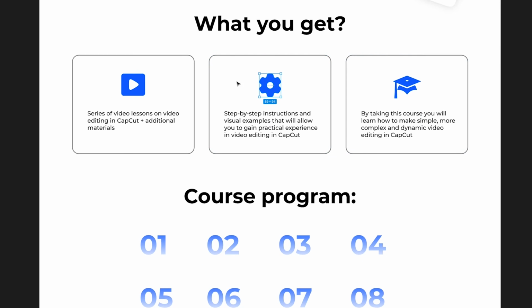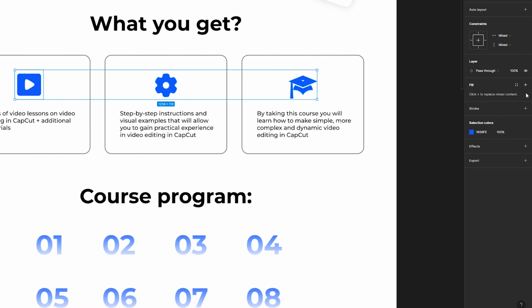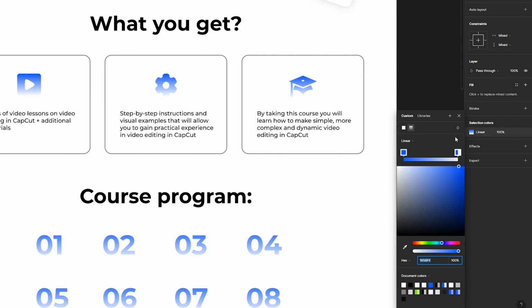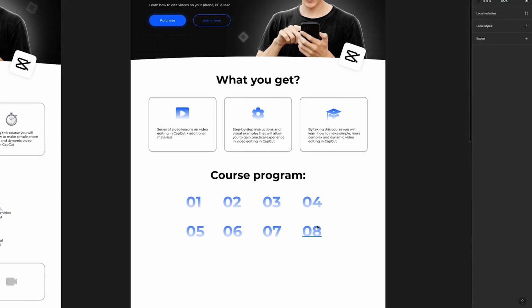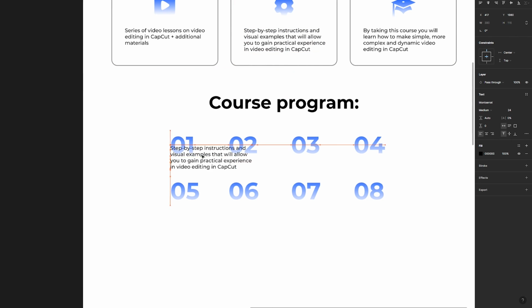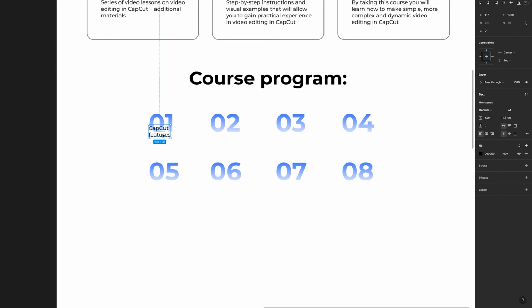You know, there's probably one more thing I want to change. Here's the color of the icons. Gradient. We make the same gradient as we have here. Course program is like this now. Copy, for example, this text and start filling in the text here.